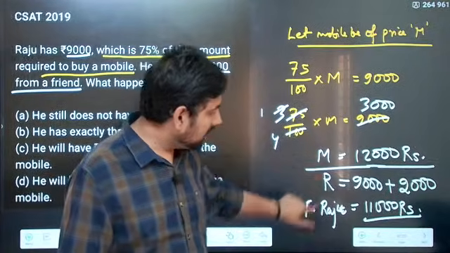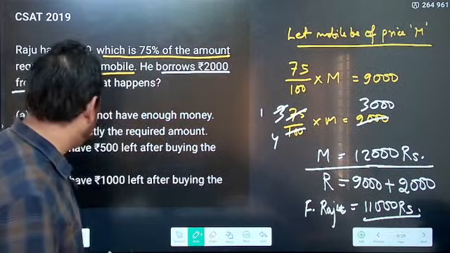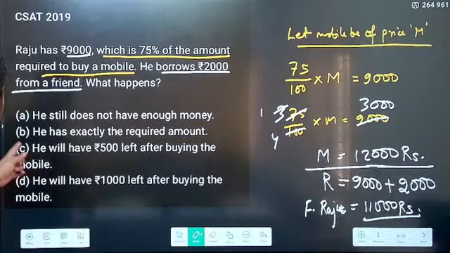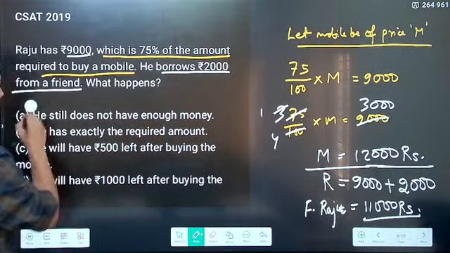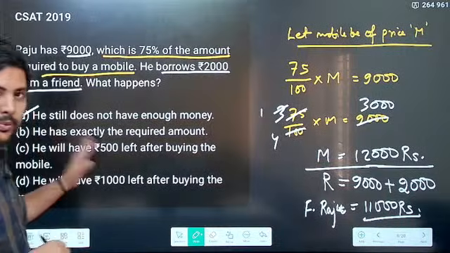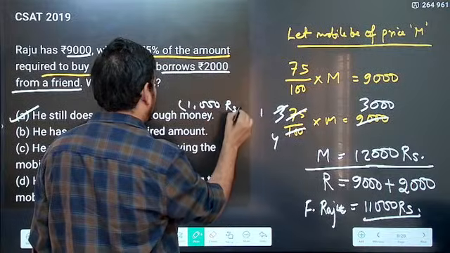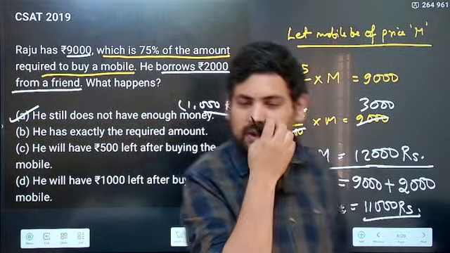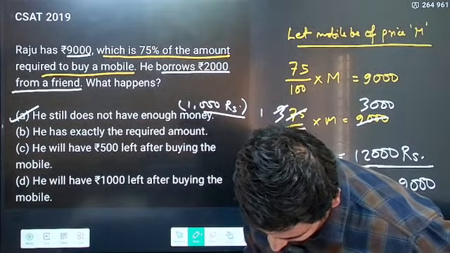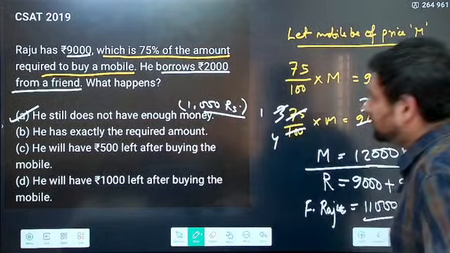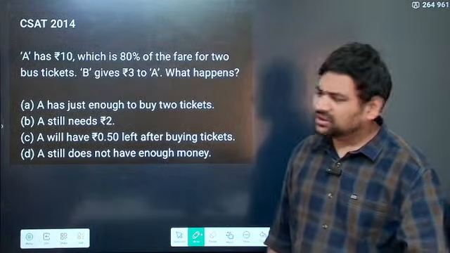Because the mobile is 12,000 rupees, Raju still has only 11,000 rupees. So now it says he still does not have enough money to buy the phone. How much money is he lacking? He's lacking 1,000 rupees. If he gets that from somewhere, then only he can buy the mobile phone. Yes, Dheeraj. Yes, Shweta. Yes, Neela. Okay, then next. Similar question.